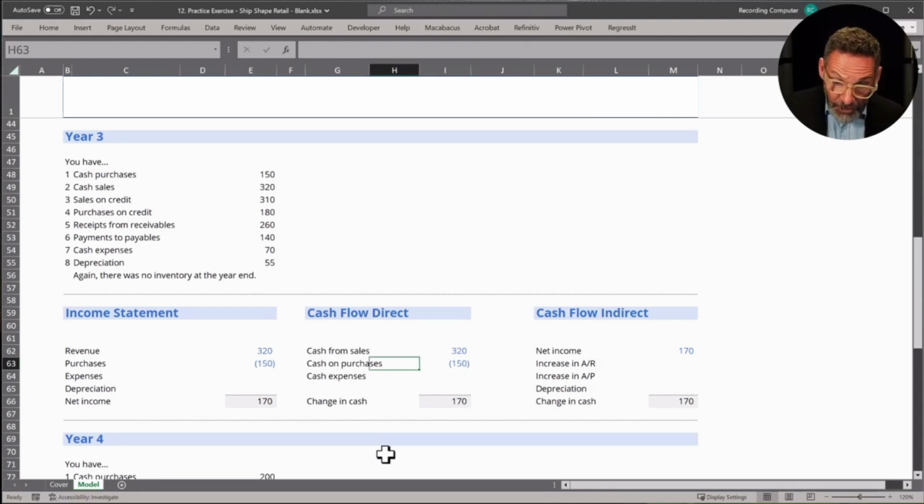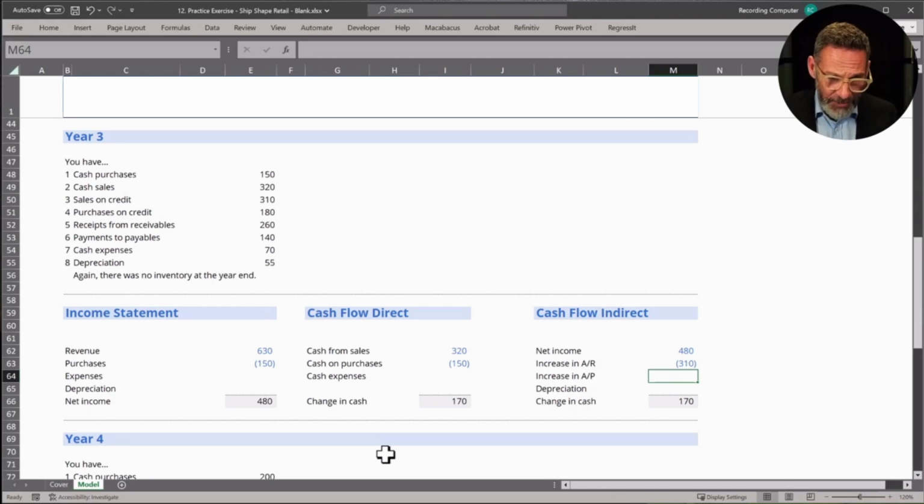We then have sales on credit of 310. Now we have an increase in accounts receivable of 310. So I'm going to put here a cash outflow of 310 because it's cash we would otherwise have had. But again, we may need to get some money in from receivables. We may need to adjust that. And again, our cash flow direct and indirect are matching, which is great.